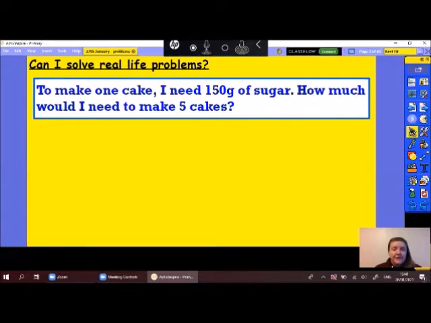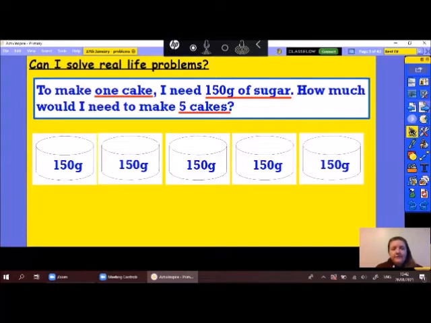Now, the first thing I do when I come across a problem like this is I find the most important information and I underline it or highlight it. So I know that I've got one cake at the moment that needs 150 grams of sugar, and what I need are 5 cakes. Sometimes a really good strategy, if you're not sure what to do, is to draw the problem. So here I have one cake and it's 150 grams of sugar. And I know I need 5 cakes. So there we go. I've got my 5 cakes. Each one has 150 grams of sugar.